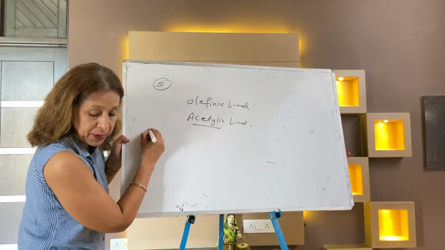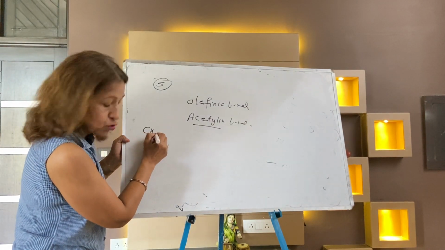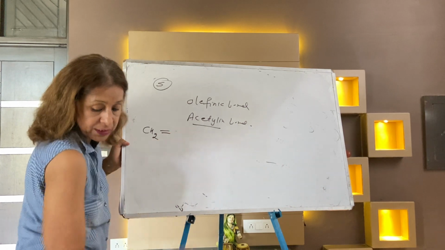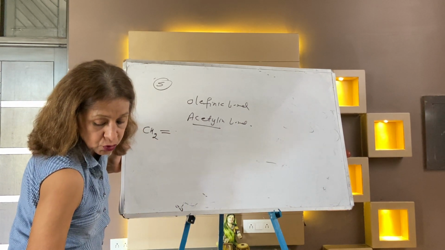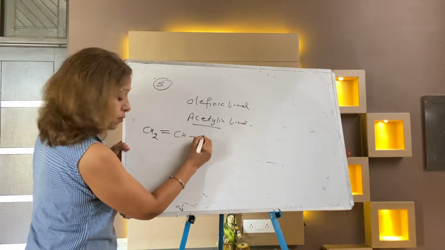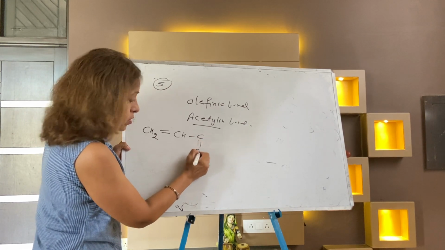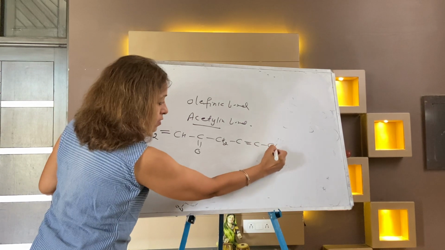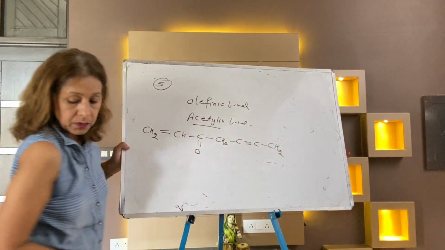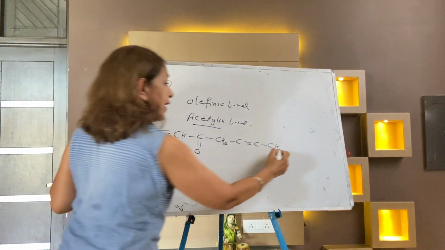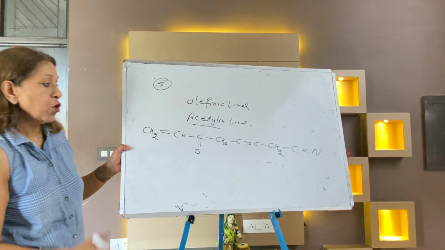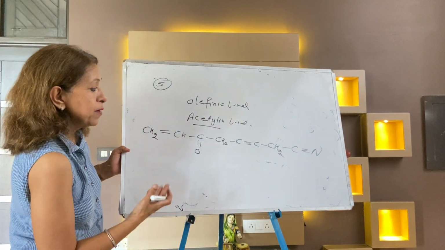I'm taking one example to count it. Write down CH2 double bond CH, single bond, C double bond O, CH2, C triple bond C, CH2, and C triple bond N. The question is how many bonds are double, how many bonds are triple.